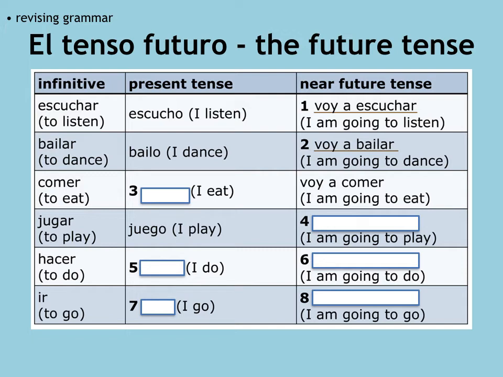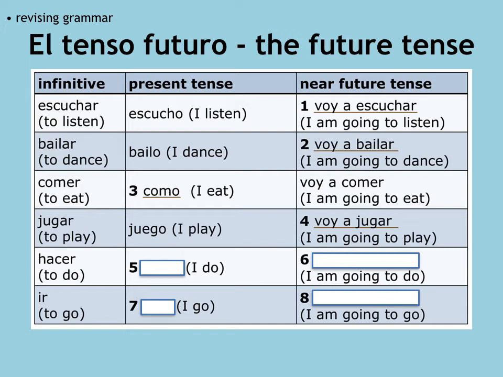Número 3. Now this time it's not the future tense, it's the present tense. So the verb to eat is comer. I'm going to knock off the ending and add an O because it's I eat, it's como. Number 4. We're back in the near future tense. I am going to play. So just like you did above, you're going to put voy a, and then I need the infinitive to play. Well, it's in the first column. Just put it all together. Voy a jugar. Muy bien.